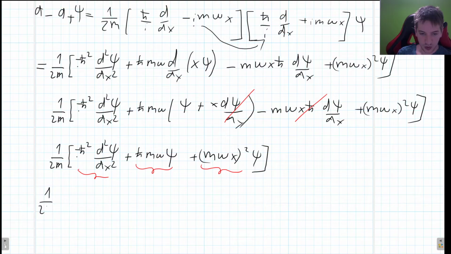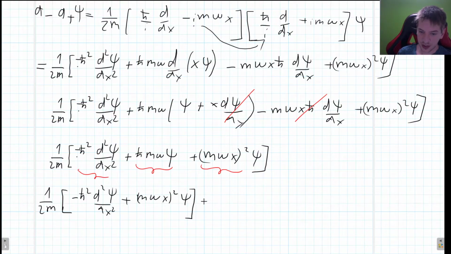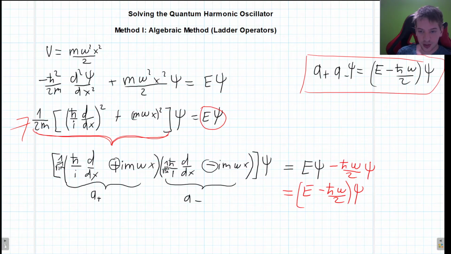So we're going to get 1 divided by 2m times minus h bar squared d squared psi dx squared plus m omega x squared psi. And we also have plus 1 divided by 2m times h bar m omega psi. But as before, the m's cancel out and we can just rewrite it as h bar omega divided by 2 times psi. And the same as before, this right here, this is just the energy, right? This comes from the Schrödinger equation. This is what we saw from here. It's just this right here.